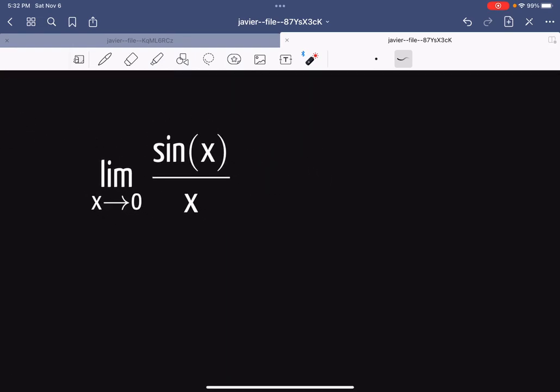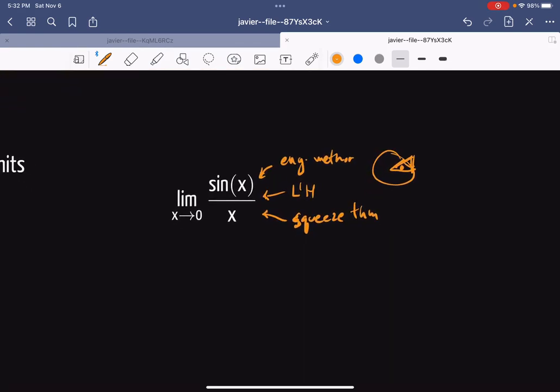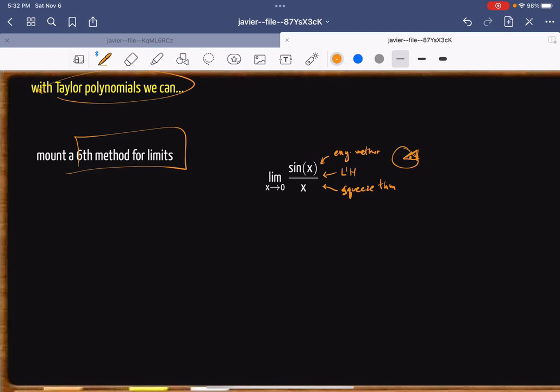This one we've done over the years so many different ways. We could solve this using the engineer's method, where we just try to plug in numbers that are really, really close to zero and see what it goes to and try to guess what the answer is. We've also done it using L'Hopital. We've also done it using squeeze theorem. There's a beautiful argument using squeeze theorem, using the triangles in a circle. You may have remembered that. Anyways, there's a bunch of different ways to do this. Today we have another method for doing this limit. And today we're going to do it using Taylor polynomials.